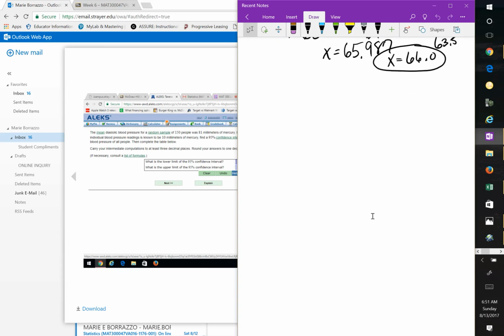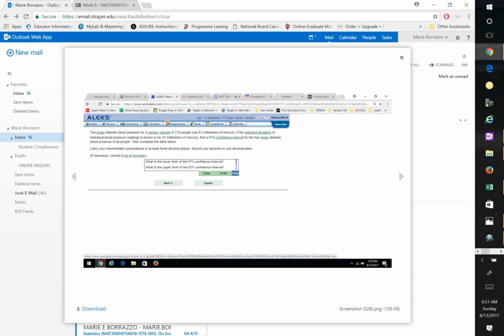And so what I need to take away from confidence intervals is that in this particular example, you have been given a mean, and it says the mean diastolic blood pressure for a random sample of 150 people was 81 millimeters of mercury. If the standard deviation of an individual blood pressure reading is known to be 10 millimeters, find a 95% confidence interval for the true mean diastolic blood pressure. And then it says complete the following below, and you're putting the lower limit and the upper limit.